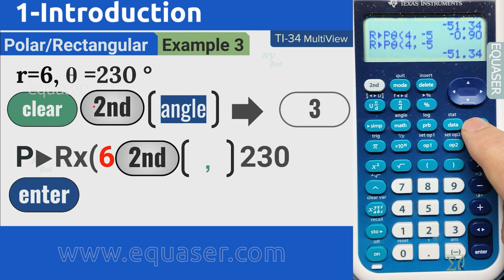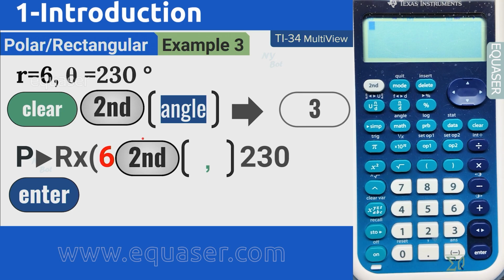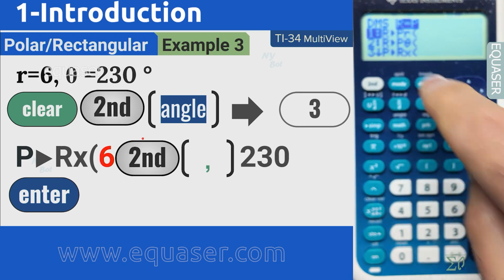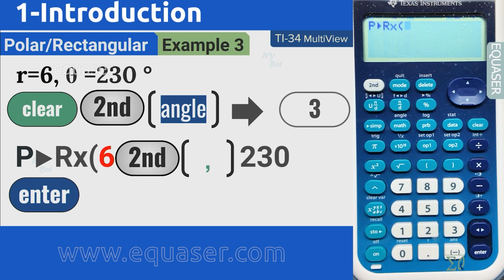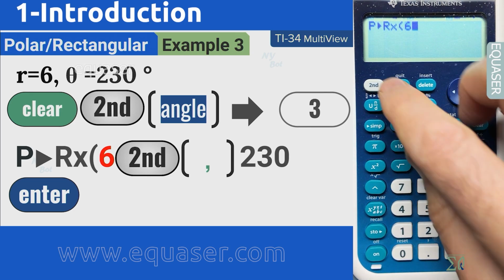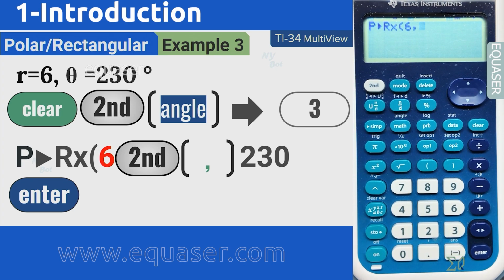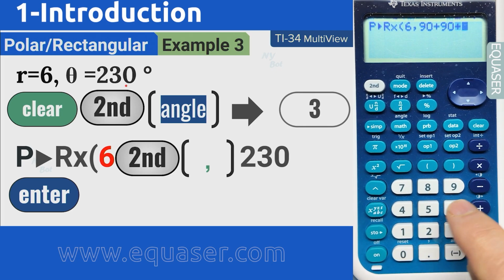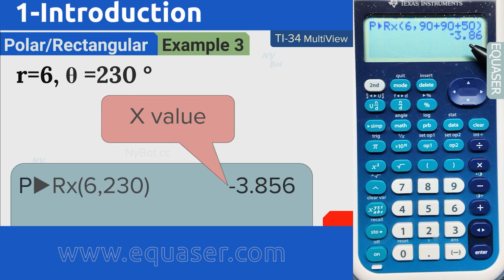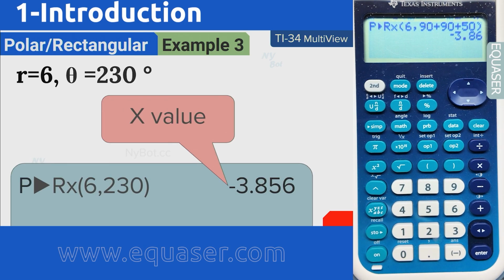Now I'm pressing clear. Let's enter it. Clear, second function, math, go to the right, and for x press 3. We want to get x from polar to rectangular. 6, shift, comma, and I'm going to enter 230 as a mathematical expression, 90 plus 90 plus 50, close, and we got -0.386. This is the answer.